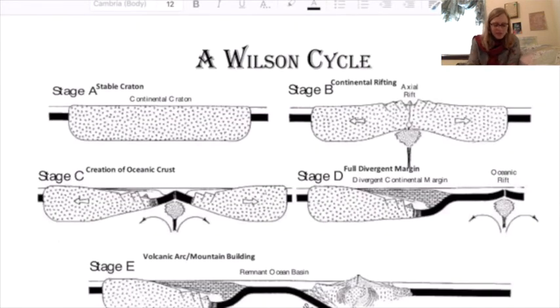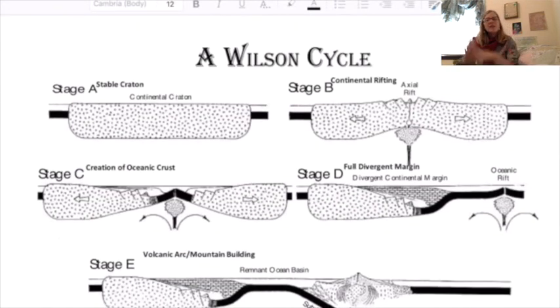To review, we've got stage A, which is a stable craton, continental crust attached to oceanic crust, nothing geologically interesting happening. Stage B, we've got heat starting to come up from the mantle, from convection cycles that are starting in the mantle, and it's pulling, stretching apart the continent into two new pieces. We're going to get some volcanoes there. Yes, we get igneous rocks.